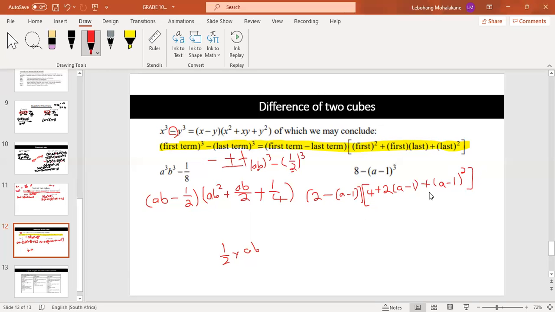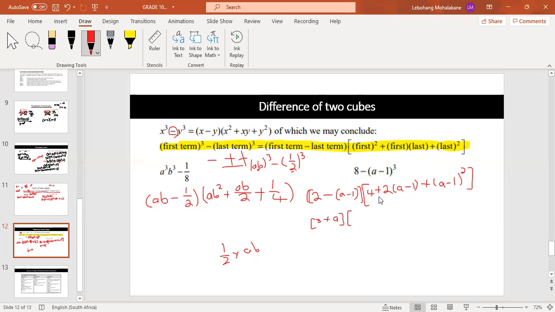So you can further simplify this, or you can just leave it as it is. You can further simplify it, so it's going to be 2. If you multiply the negative, a is going to be negative a, the negative 1 is going to be positive 1, then I add it. So we're going to have 3 plus a in the first bracket.